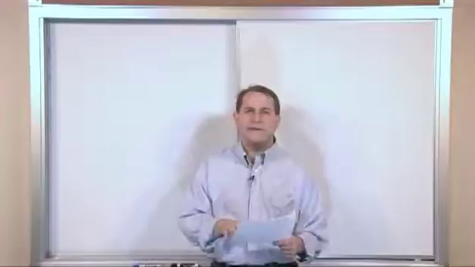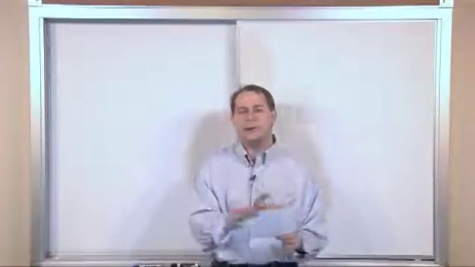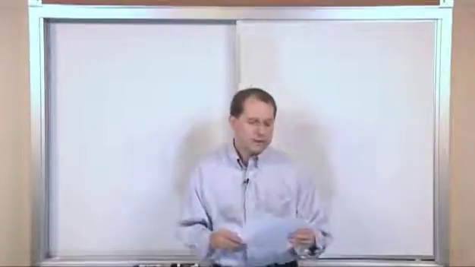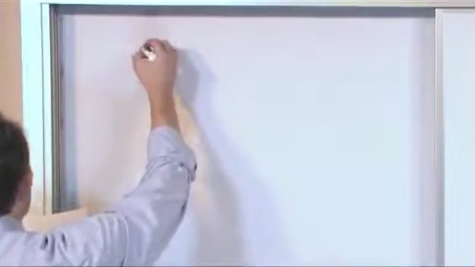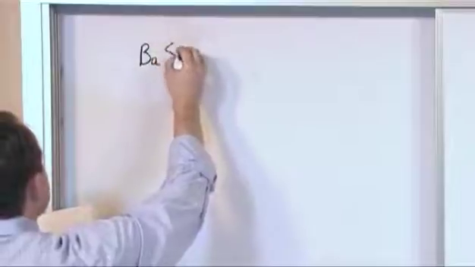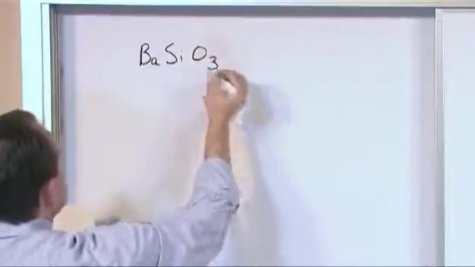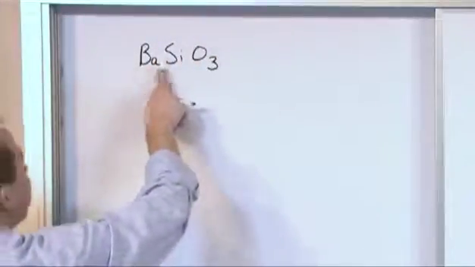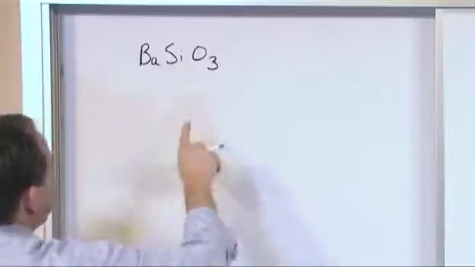The easiest way to teach this is just to do examples. So I'm not even going to go into any theory. We're just going to dive right into it. So what if we want to find the percent mass composition of every element in the following formula here? Barium silicon oxide. So 1 atom of barium, 1 atom of silicon, 3 atoms of oxygen.